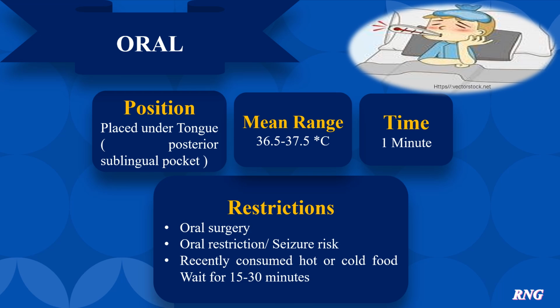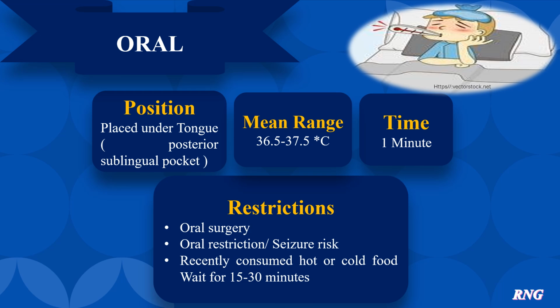Oral body temperature. For assessment of an oral body temperature, the patient is either going to be lying on his bed, sitting on a chair, or standing. For that, the nurse is going to place the thermometer probe under the tongue in the posterior sublingual pocket for a full 1 minute. And it's very important to know there should be no restriction on the patient in which you cannot place a thermometer in the mouth. That could be an oral surgery, any kind of oral restriction.